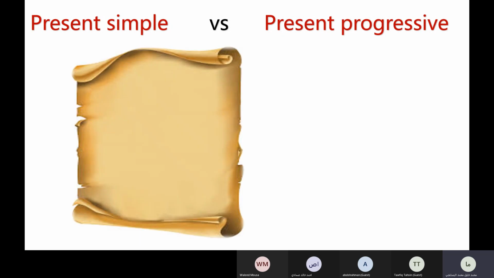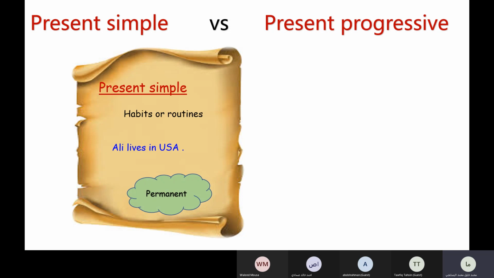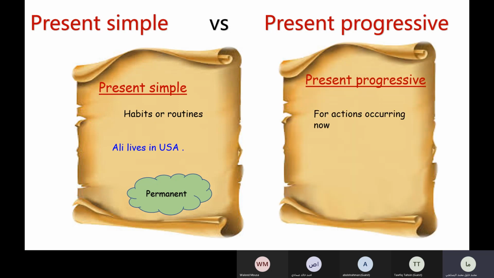If you want to summarize the differentiation between present simple and present progressive, we use present simple with habitual actions and routines. Either we use it with facts, with permanent situations, like Ali lives in London. This is a permanent situation. The present progressive is used with actions happening now, right now, or with temporary situations. As we said, Ali works every day, but today he isn't working.